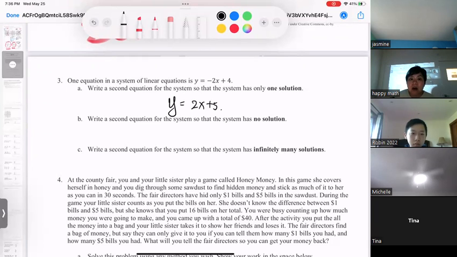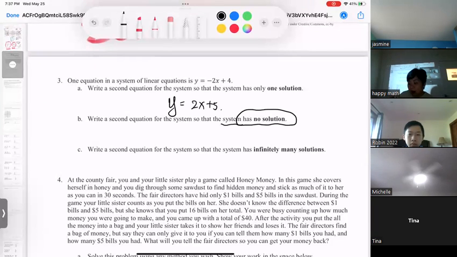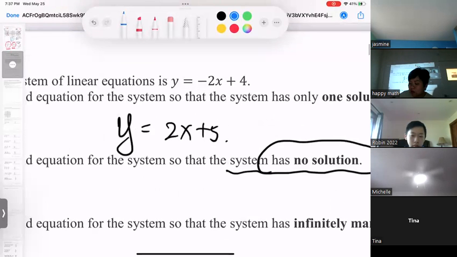Okay, so next one, Michelle, would you like to write the second equation for the system so the system has no solution? Basically, they have to be parallel. Michelle, what is this equation, please? To make sure they are parallel, because it's asking for no solution, right? How can it be parallel, Michelle? That's a good question. We said you have to give the same slope, right? So what is the slope for this linear equation?